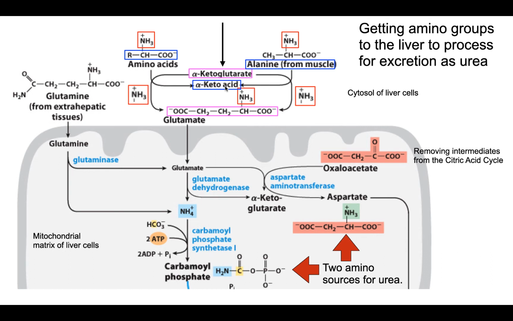So as they enter the cytosol of liver cells, all of these amino acids, whether it's alanine or any of the other amino acids, they're going to dump their amino group off to alpha-ketoglutarate to become glutamate, and into the matrix that glutamate goes. Now, that glutamate is going to dump its amino groups off to one of two places, and it depends upon the relative concentrations of things and regulation and so on and so forth. Glutamate can dump its amino group off to oxaloacetate, becoming aspartate.